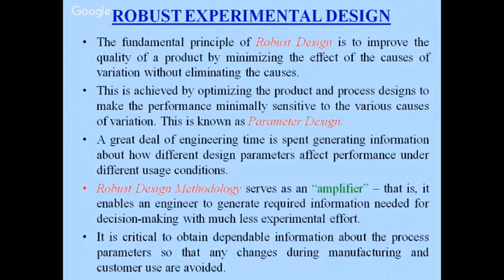This is achieved by optimizing the product and process designs to make the performance minimally sensitive to the various causes of variation. This is known as parameter design. Parameter design we will cover. Next, the robust design methodology serves as an amplifier. That is, it enables an engineer to generate the required information needed for decision making with much less experimental effort.